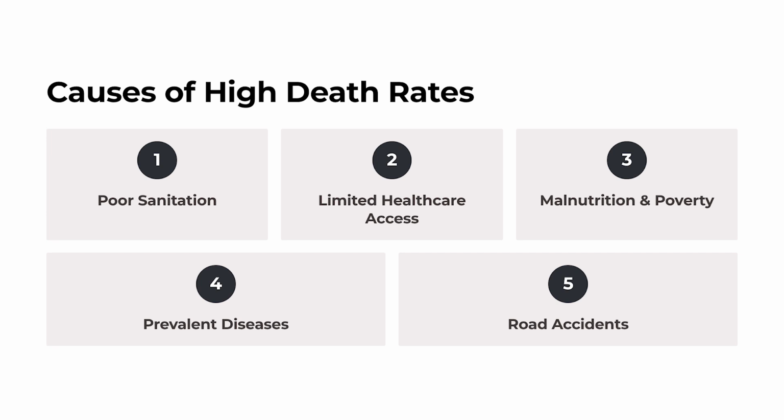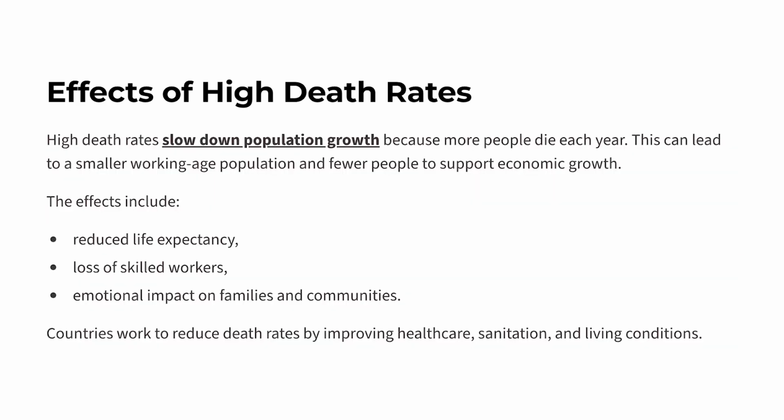When a country has a high death rate, it affects many areas of life and slows down population growth. The first effect is that the population grows more slowly because more people die each year. This can lead to a smaller number of working-age people and fewer people to support the economy. Another effect is a reduction in life expectancy. When many people die at younger ages, the average lifespan in the country becomes shorter. High death rates also cause the loss of skilled workers. When educated and experienced people die, the country loses important knowledge and talent that could help with development.